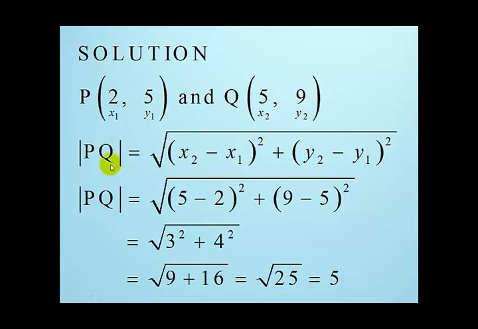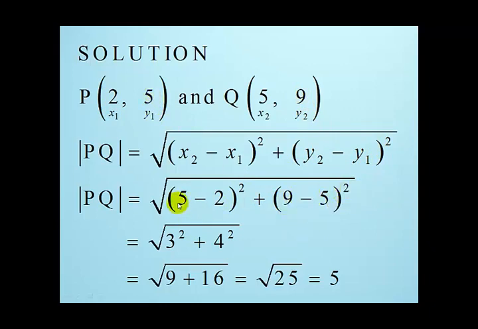Now the distance between P and Q is given by PQ equals the square root of (x2 minus x1) square plus (y2 minus y1) square. x2 is 5 and x1 is 2. So we have (5 minus 2) square plus (y2 minus y1) square. y2 is 9 and y1 is 5. So we have (9 minus 5) square.